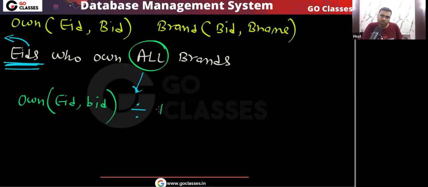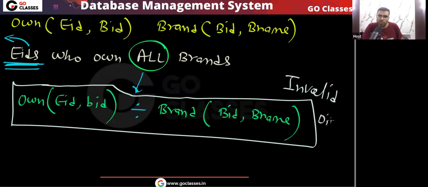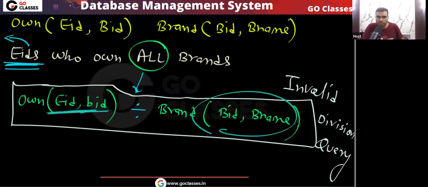See, if I put this brand table as it is, then this complete division query will be illegal, an invalid query. This is an invalid division query. Yes or no? Because in a division query, what should happen? This LHS must be a superset of the RHS.